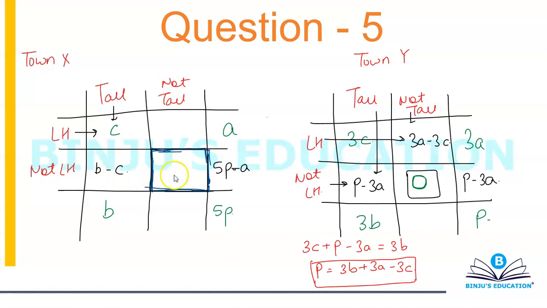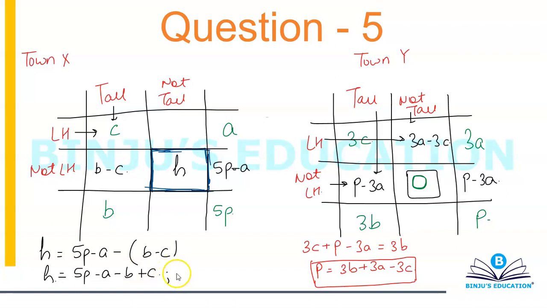Now let's consider the value of this block to be some value H. Okay, that we need to figure out. So I can say that H will simply become 5P minus A minus B minus C, which is equal to 5P minus A minus B plus C. So H is equal to 5P minus A minus B plus C. Alright, now I just need to solve this. So I need to replace the value of P, right? Because P is 3B plus 3A minus 3C.